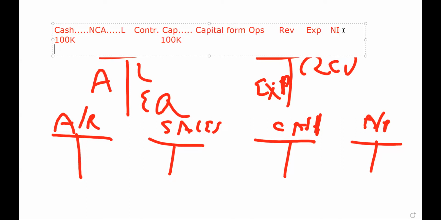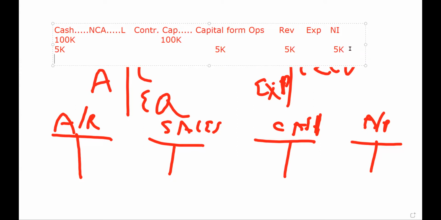And then I might have sales, so I might have sales revenue. I get cash. Oh, I get cash of $5,000. And I go over here and I say, got revenue of 5,000. And I have net income of 5,000. I go back here and contributed capital from operations of 5,000, which is my retained earnings going up. And so life's good, I'm in balance.